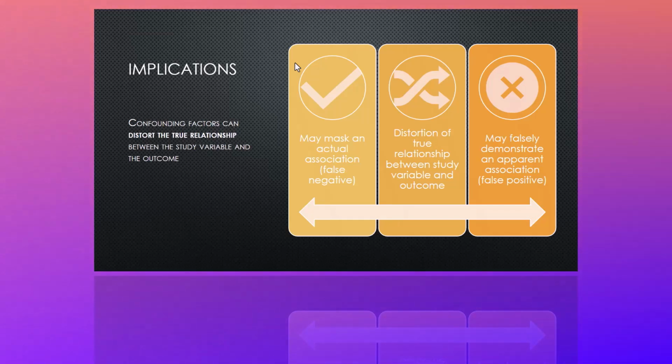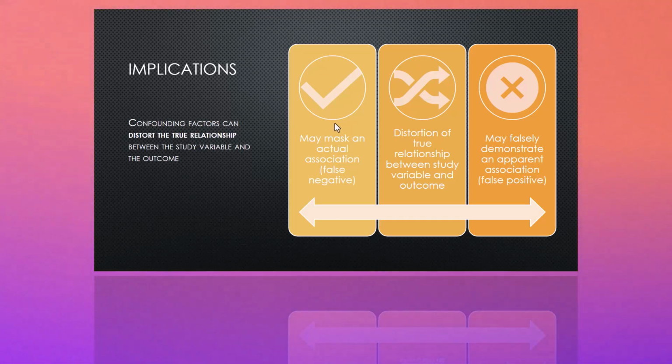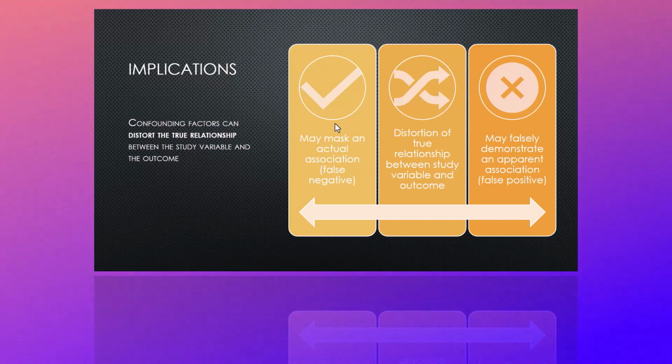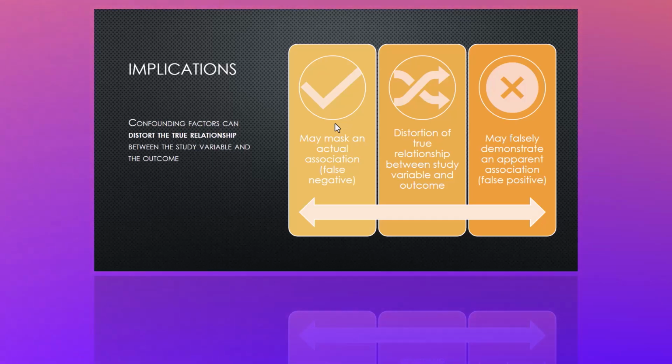So confounding factors can distort the true relationship between the study variable and the outcome. One implication is a false negative, where the confounding variable may mask an actual association. So here, because a confounding variable is at play, we don't see the association between the intervention and the outcome, when in actuality there is an association. On the other extreme, or a false positive, we may falsely demonstrate an apparent association. So we falsely see an association between the intervention and the outcome, but it's actually because the confounding variable is at play. And no matter what, these confounding variables can distort the true relationship between the study variable and the outcome. So what do we do about it?